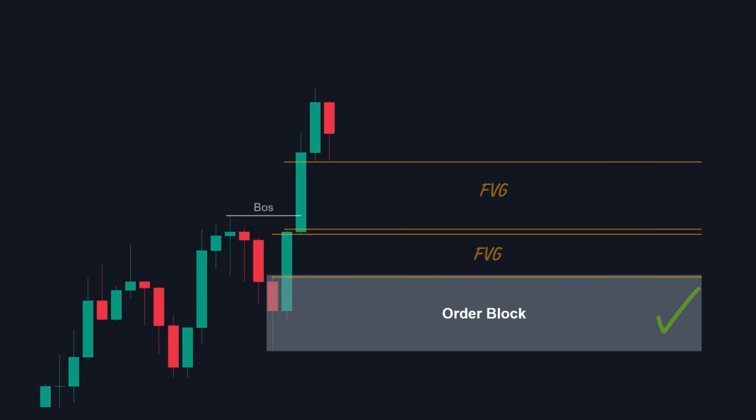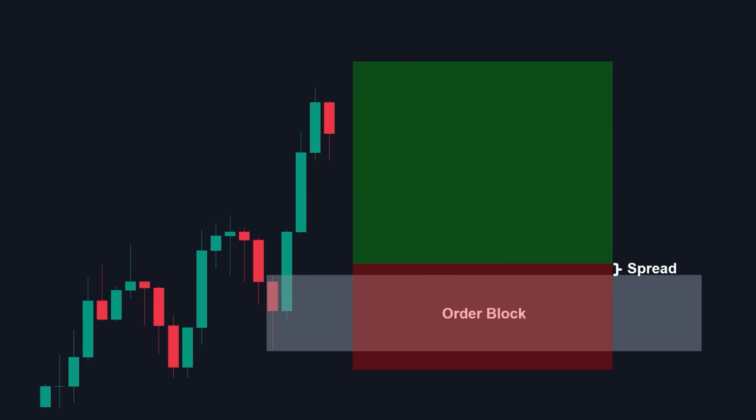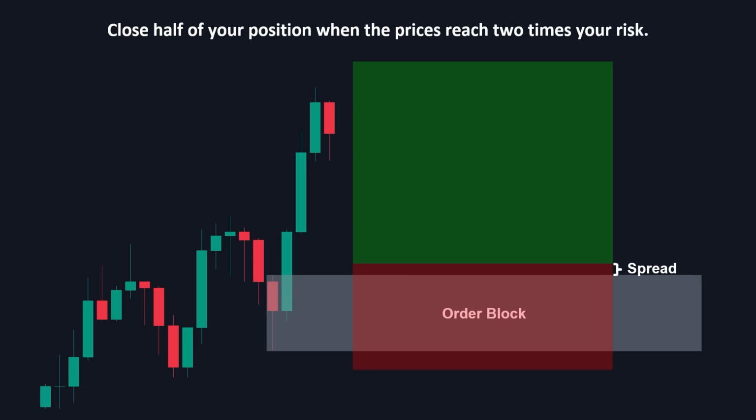Then we simply place a buying order a spread size above the order block zone and place our stop below the swing low. We will close half of our position when the price reaches 2 times our risk. This way, even if the price drops and hits our stop loss, we are at break even. For the second target, we will aim for the next key level in front of the price.